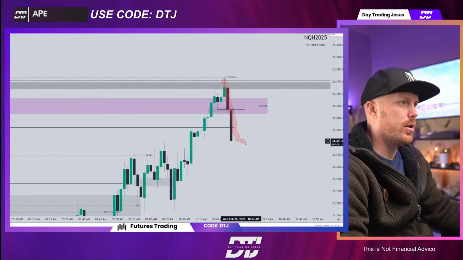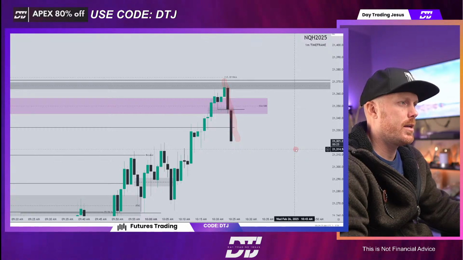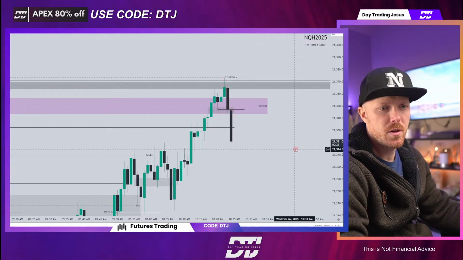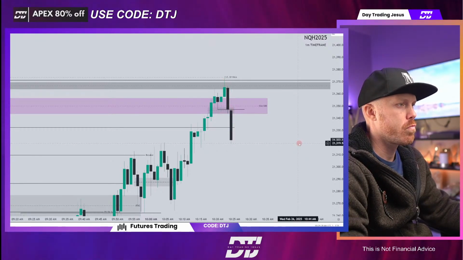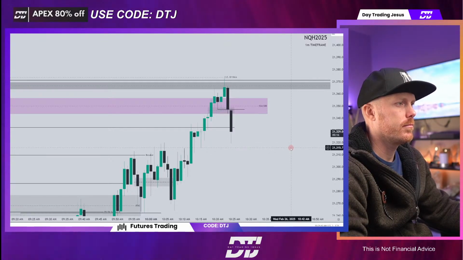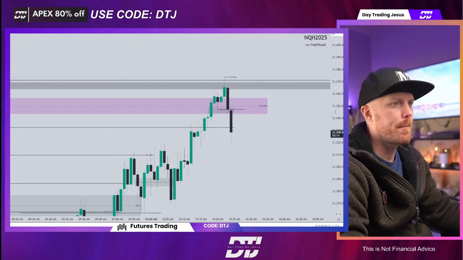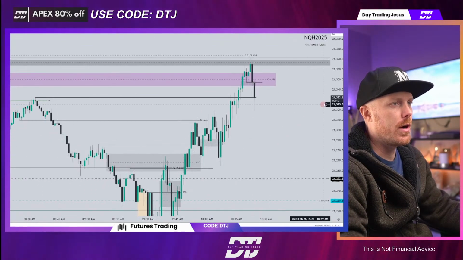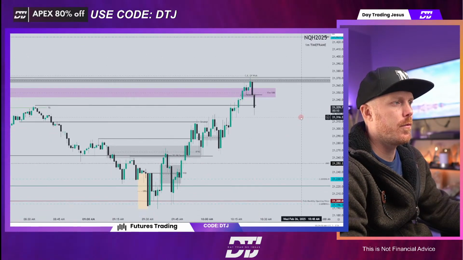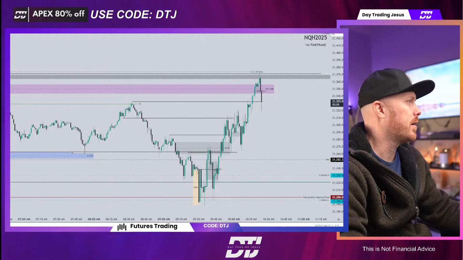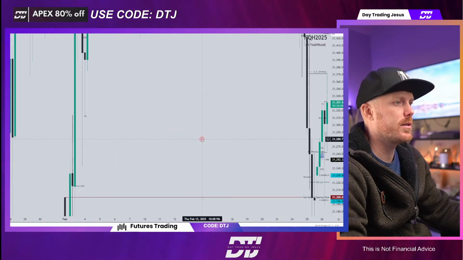Again, early on my entry. 4 hour. Yeah, I just didn't learn to trade off the 4 hour time frame. I mean, you can. I know it's possible. I see other people do it all the time.